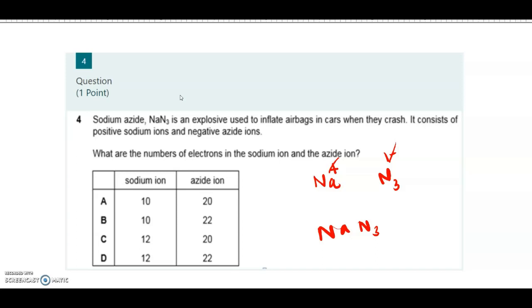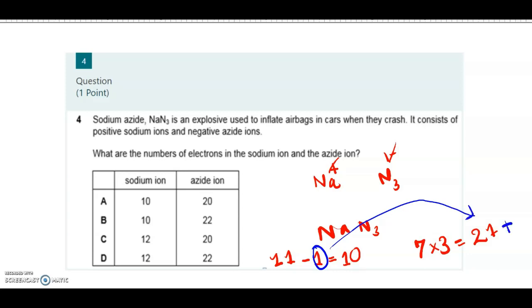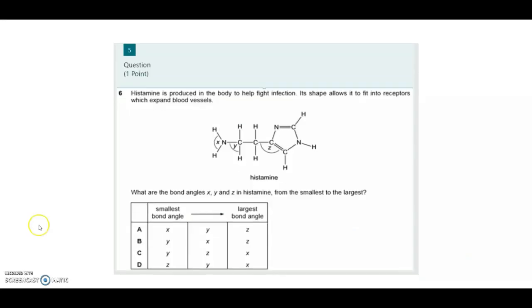So sodium, the proton number of sodium is 11, and when it loses 1 electron it becomes 10. In a similar manner, nitrogen, the proton number of nitrogen is 7, and there are 3 nitrogens here. When we multiply it by 3, we get 21, and the 1 electron which has been lost by sodium is accepted by this, and it becomes 22. So the answer is B, 10 and 22.